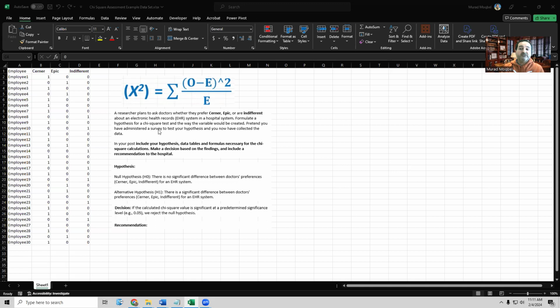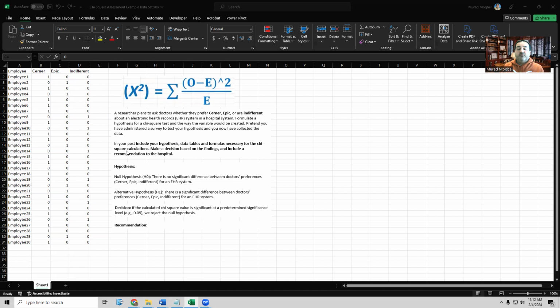They want you as a researcher to formulate hypotheses for a chi-square test and also the way the variable will be created, and pretend that you have administered the survey. This is in order to test the hypothesis, and you now have collected the data. This is the data that I have just made up. We have Cerner, Epic, and indifferent, and we have the different employees. In other words, they are the doctors. We have around 30, and those are the choices.